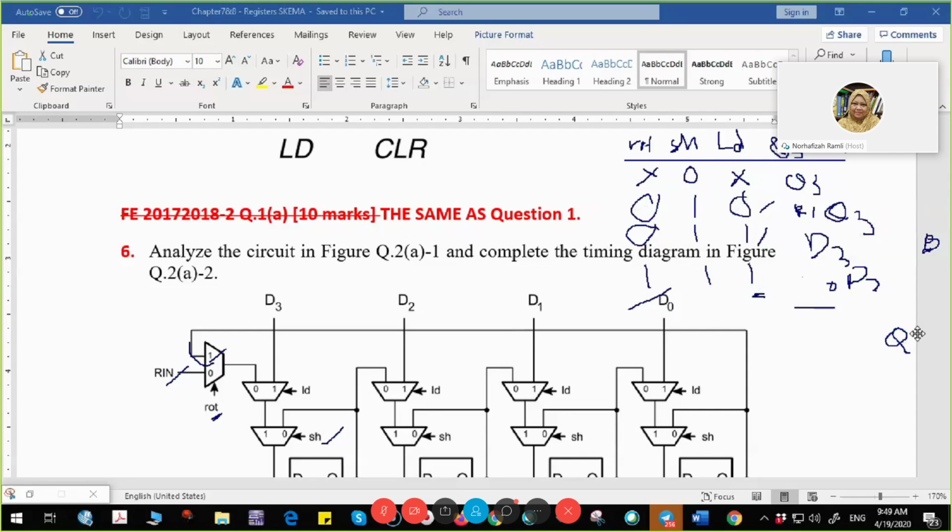This actually means its function is only 3, right? Meaning its function is, as long as load is 1, it will load. As long as shift is zero, it will stay. Otherwise 10, shift 1, it will do it. So this 3 has no meaning. This has no meaning. As long as load is 1 and 1, this one doesn't matter, right?